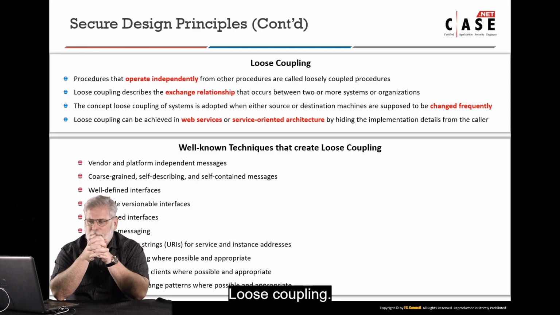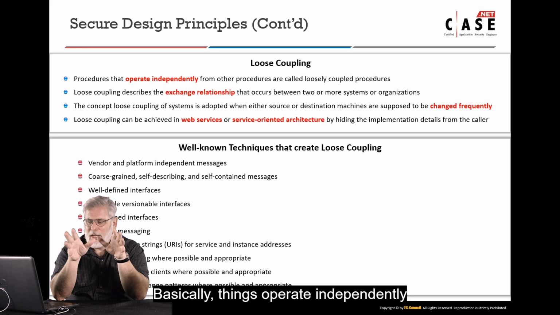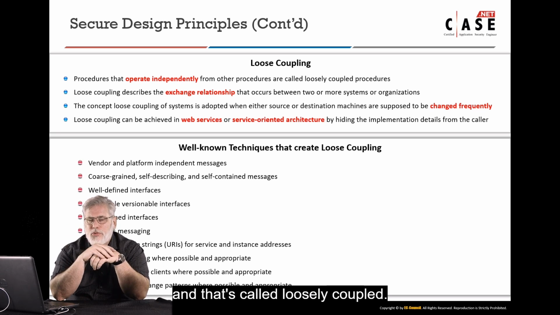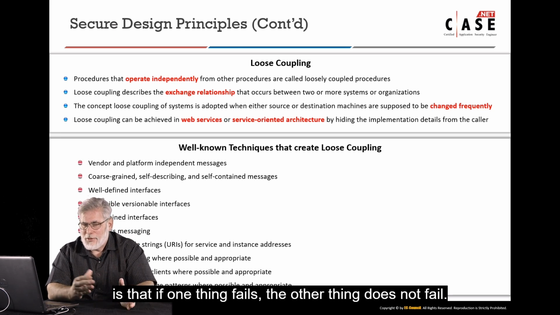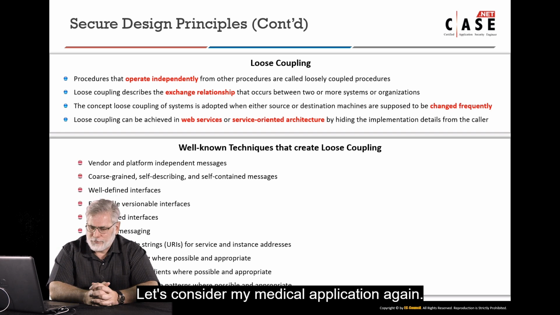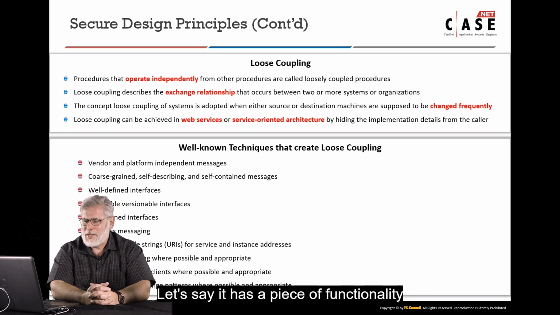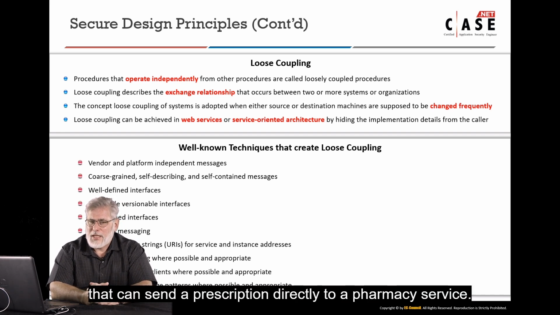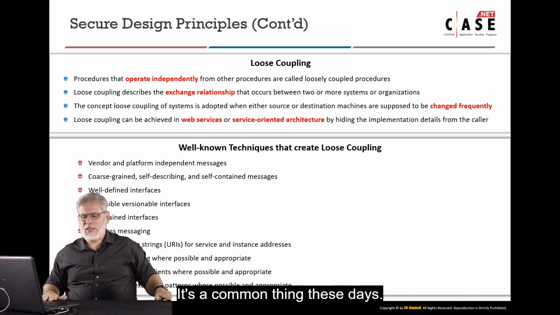Loose coupling. Basically, things operate independently, and that's called loosely coupled. And the reason that's preferable is if one thing fails, the other thing does not fail. Let's consider my medical application again. And let's say it has a piece of functionality that can send a prescription directly to a pharmacy service. That's a common thing these days.